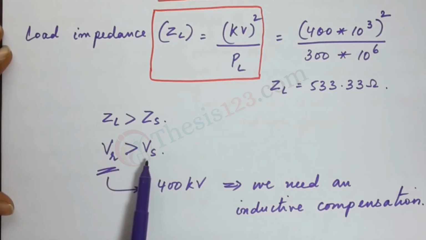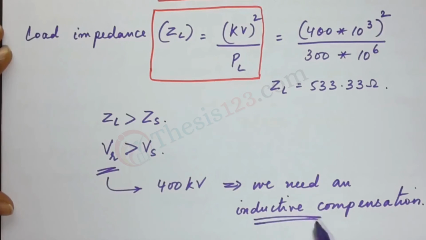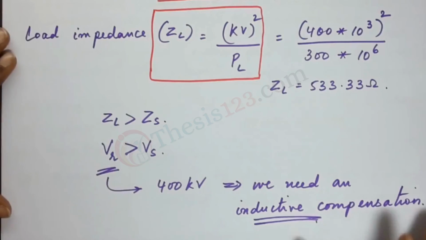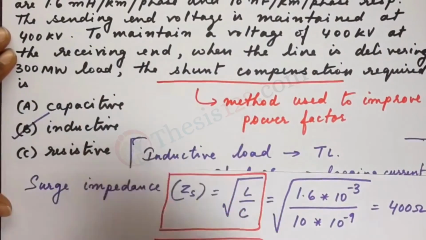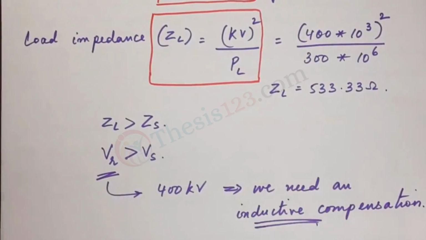But if Vs were greater than Vr, it would be the opposite. We would need capacitive compensation. I hope this generalization helped. So the final answer here is inductive. That's the final answer.